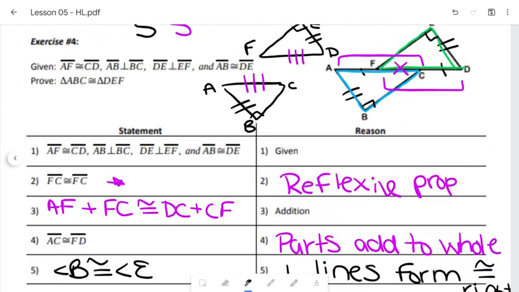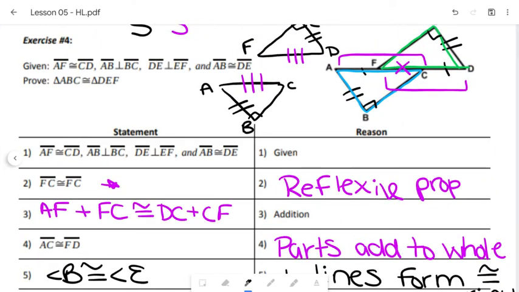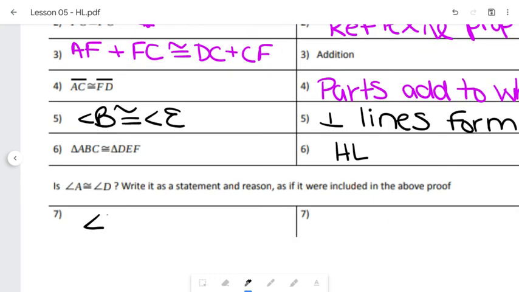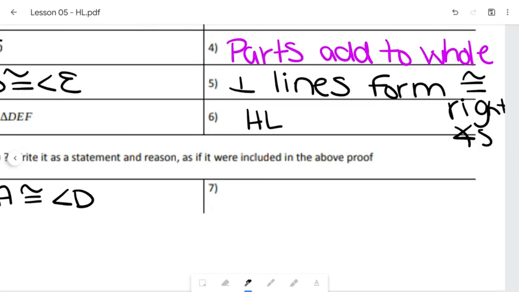Now if I look at this, the angle's not in between the two sides, so it would be angle side side. We don't want that. So because it's a right angle, it saves the day, and we get HL. Okay. And we have just one little follow-up at the end there. Is angle A congruent to angle D? Write it as a statement and reason. Well, yeah, of course they are, right? Because we've already proved the triangles are congruent. So angle A is congruent to angle D. And we'll just explain our reasoning, the same thing as before.